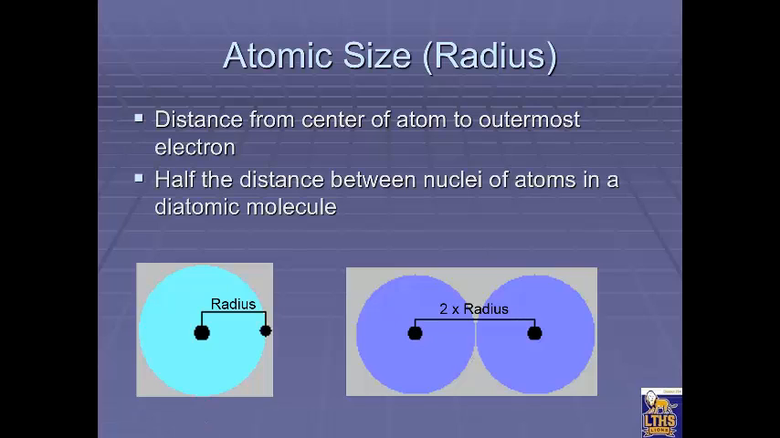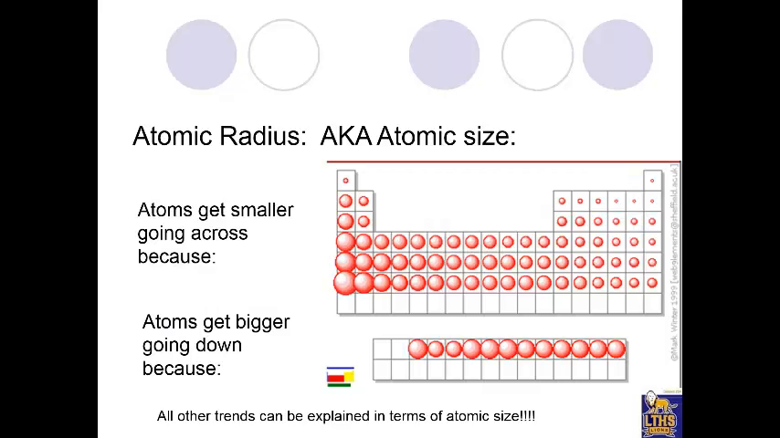Okay, so what is atomic size? It's the radius, the distance from the nucleus to the outermost electrons. So another way to say radius is atomic size. Atoms get smaller going across. So this is a model of what the trend is. Look at these atoms getting smaller going across the periodic table.